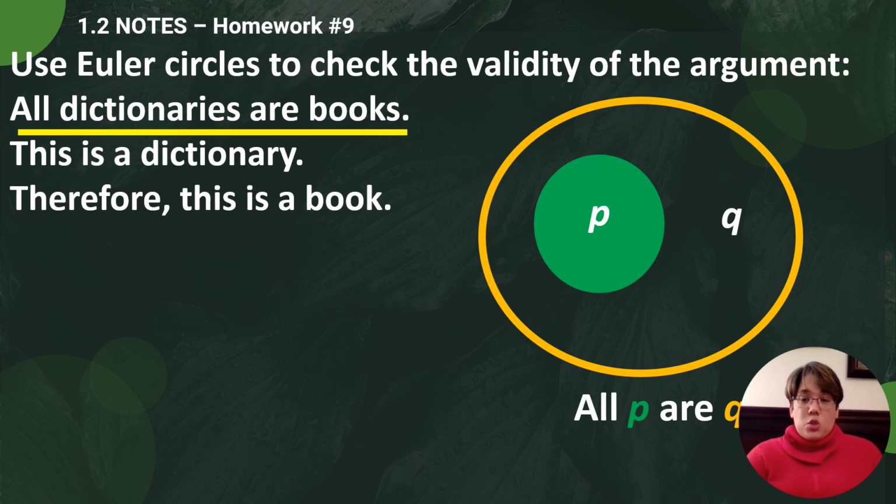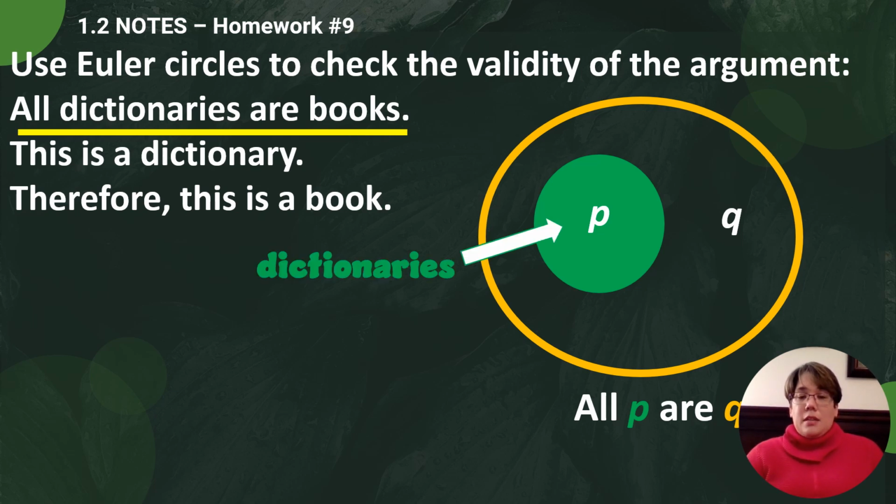So the first one is that all P are Q. So all P are Q. This is all of one thing fits into another category. All of one category fits into another category. And that's how I knew that this worked for this situation, because it's saying all P, dictionaries, fit into a second category, Q, which is the books.